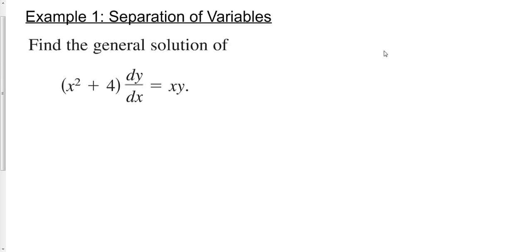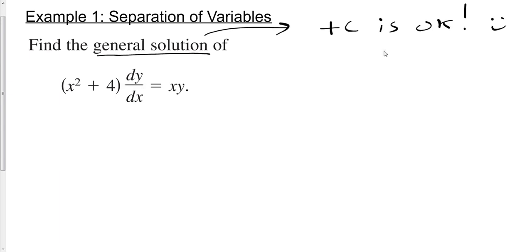So this example is intended to be separated and just straight up solved, and they say find the general solution. What does that mean? General solution means plus C is okay. So I think we'll do a lot better with this problem because it's intended to be separated and solved like I was doing on the last problem. I bit off a little more than I could chew there, I guess. So let's talk about it.